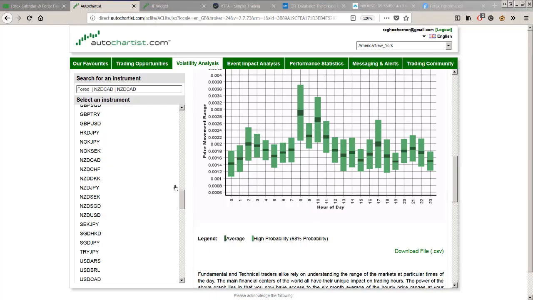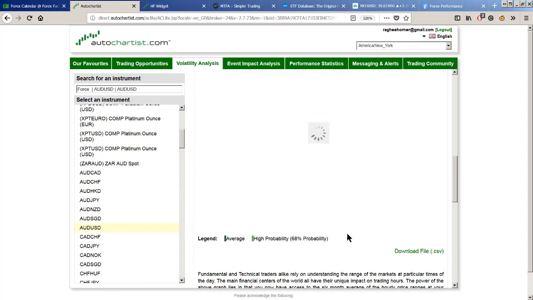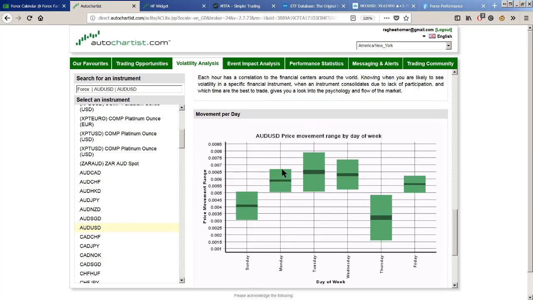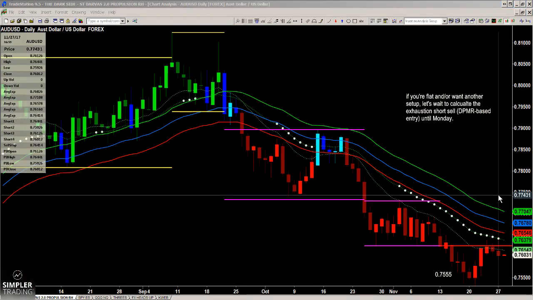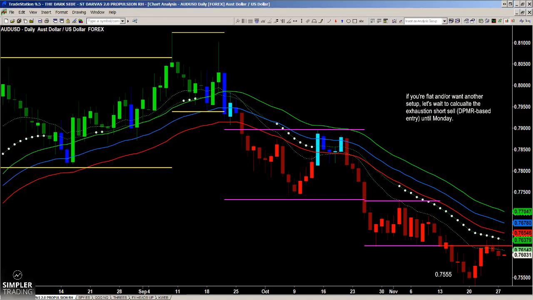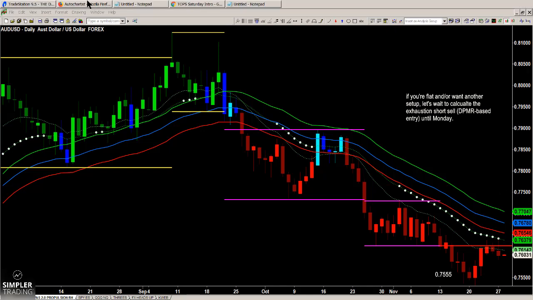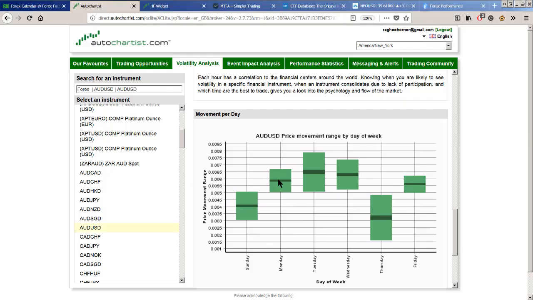So I head on over to Auto Chartist. I grab the Aussie versus US, and I want to know what the daily price movement range for today is, which is about 66, 65 pips. So I would take the daily candle, grab the low, which is 75.92, and add 66 to this. You can see what our high was today: 76.44. Now, the range extreme would have landed us about 76.55, 76.58 to be specific, and that's on the high end. On the average, it's 60 pips, right?